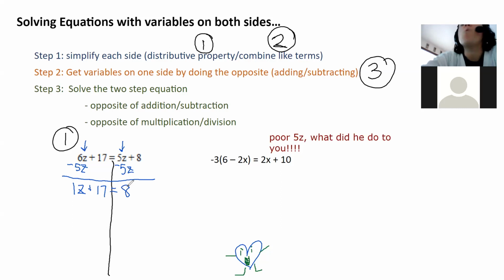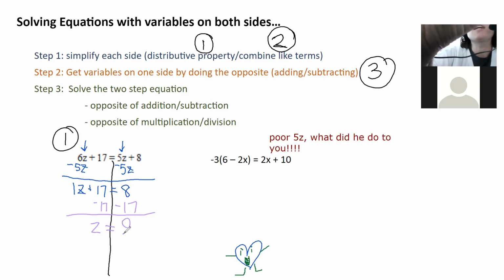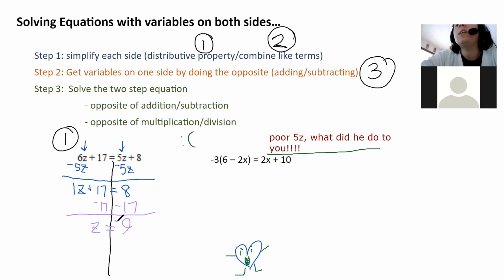Just kidding. So we have 1z left over plus 17 equals 8. Now we are going to just do our regular two-step equation. We're going to get rid of our constant first, which is that 17. So we subtract 17. And that leaves us with z equal to 9. That's it. Oh, negative 9. Negative 9. And we don't need to divide by 1 because you still get negative 9 then. But that is your answer. So that little extra step is just to get the variables on the same side.